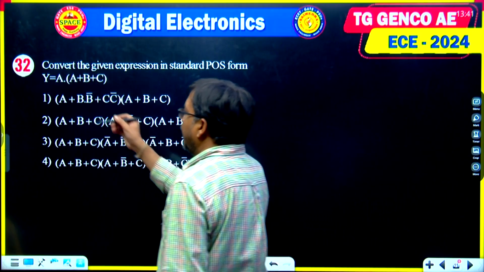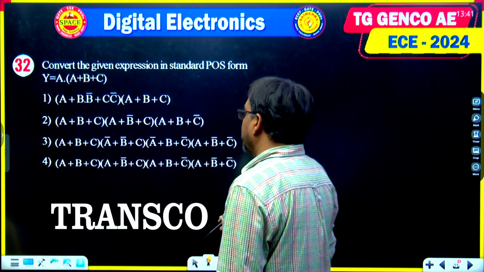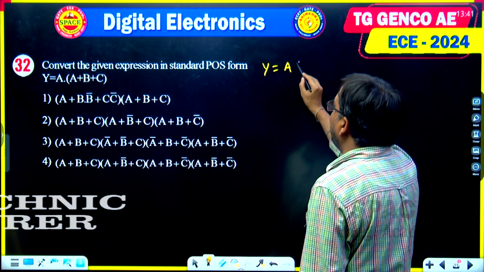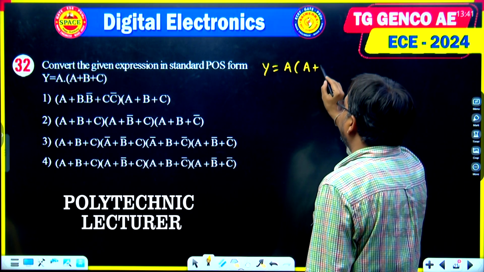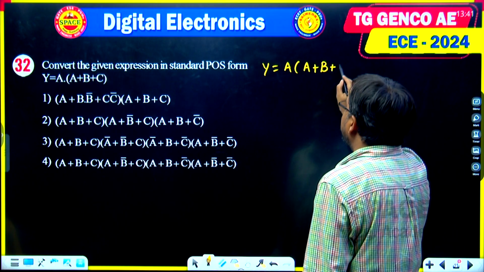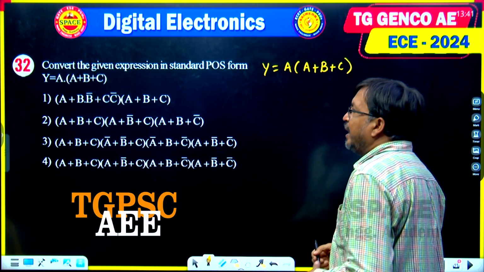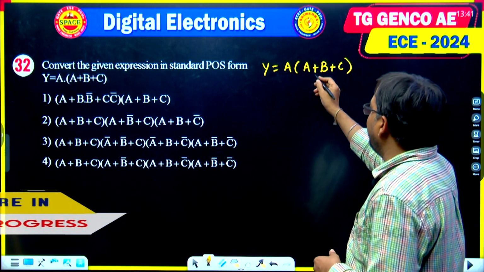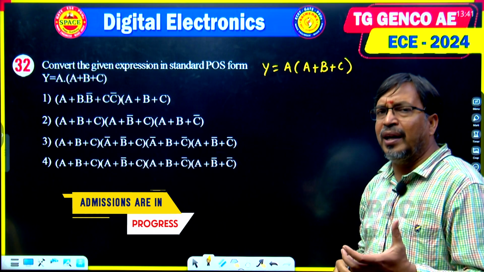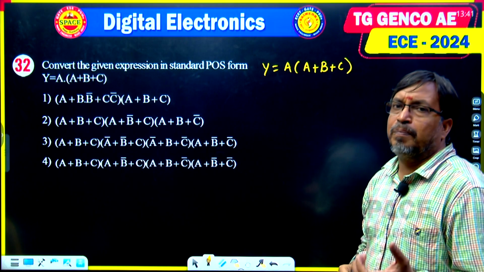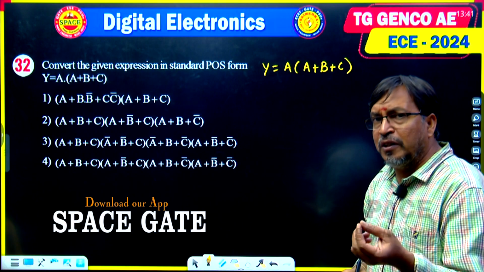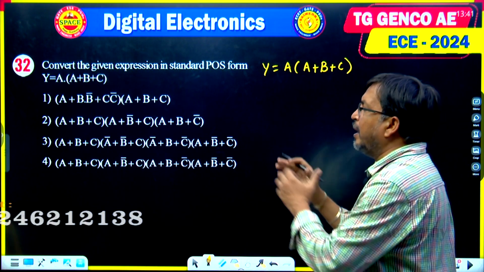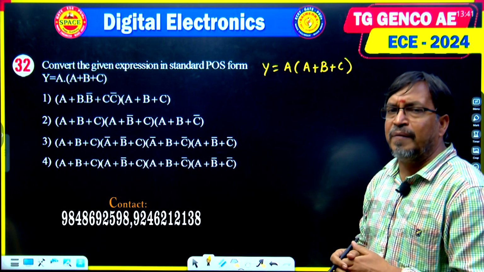Given is one Boolean expression, Y equals A into (A plus B plus C), A into (A plus B plus C). Then it is asking to convert into standard POS form. Yes, this is POS form. So here is a product of sums. Each individual term is a sum term, and all these terms are multiplied, that's why it is known as product of sums.